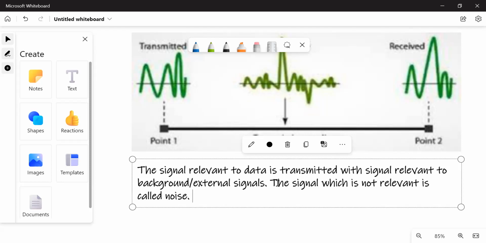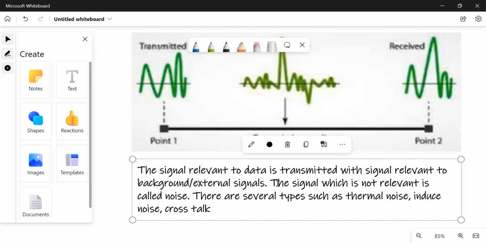And there are different types. There are several types, such as thermal noise, induced noise, crosstalk noise, and impulse noise, and so on.